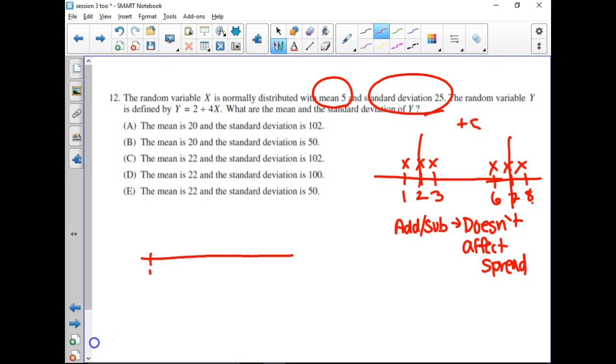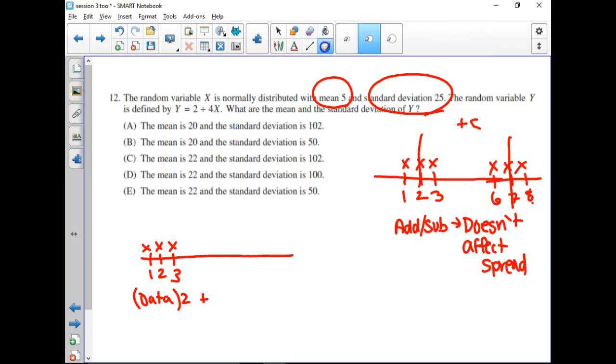Okay, if I had 1, 2, and 3, and I decided to multiply all of these, so again, this is just a laundry list. This isn't even talking about number 12, but just some background information. So 1, 2, and 3, let's say I decided to multiply the data by 2 and add 3. I take my data, so I take 1, I multiply it by 2. 1 times 2 is 2. 2 plus 3 is 5.